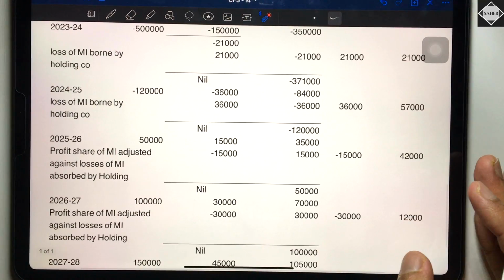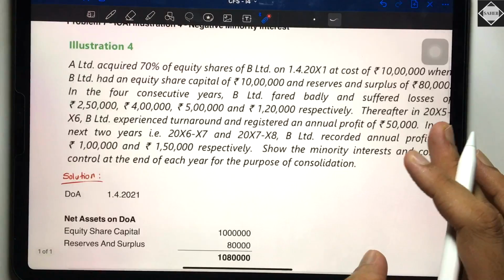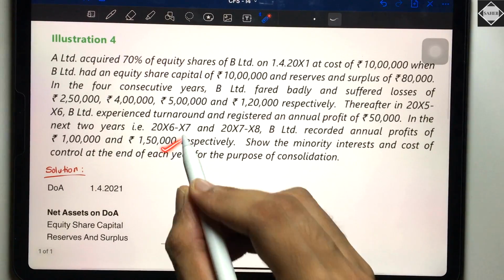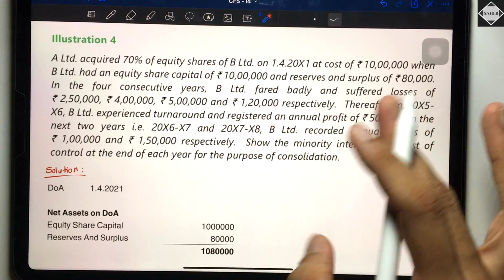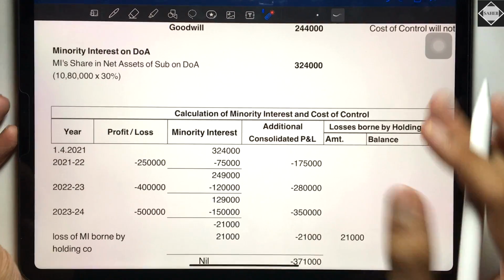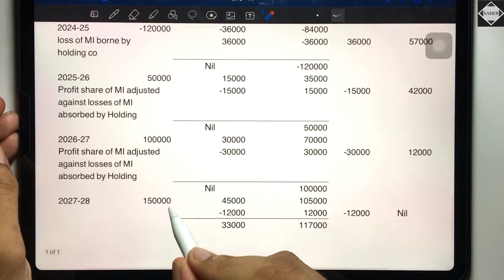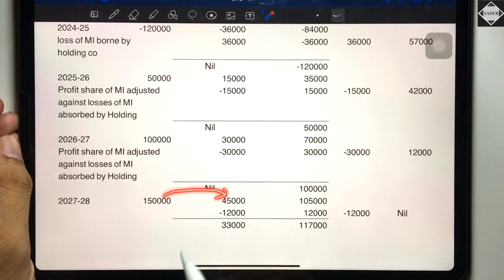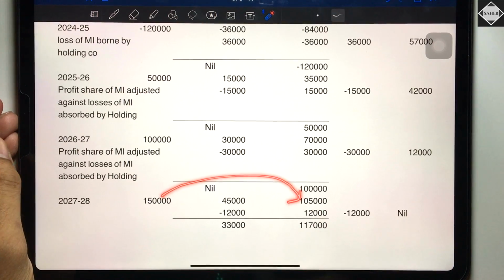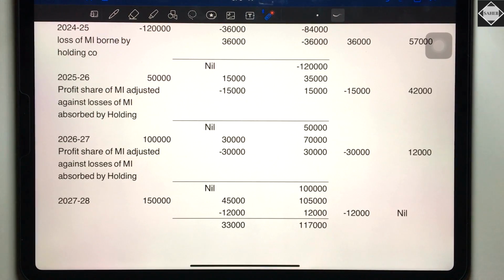Simple now, easy. After that, in the next year, what happened? In the next year, see here, they have told you 1,50,000 profit has been made by the subsidiary company. Just take it in the profit and loss column. Just take it. It's really simple. 1,50,000 profit has been made. 30% of this is 45,000. 70% of this is 1,05,000. Okay. Now, what you have to do?